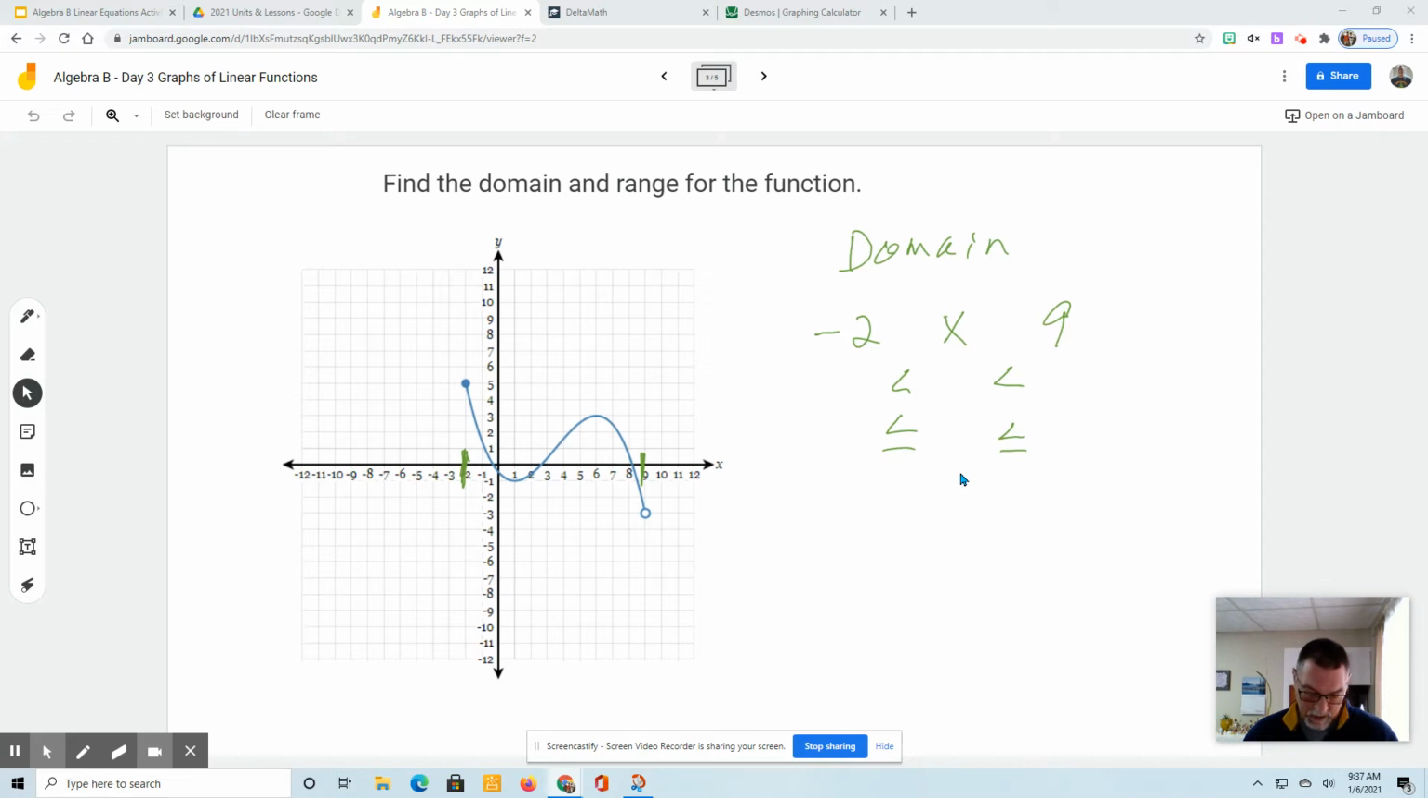So since there is a closed dot here, that means it includes it. So x is greater than or equal to -2. It includes -2. But since this is an open dot here, that means it's just going to be less than 9 because it does not include 9. Now, if you're looking at the Delta Math, then they would have put it this way, bracket -2 comma 9. The bracket means it includes a number, parenthesis means it does not. Okay, and this is called interval notation.